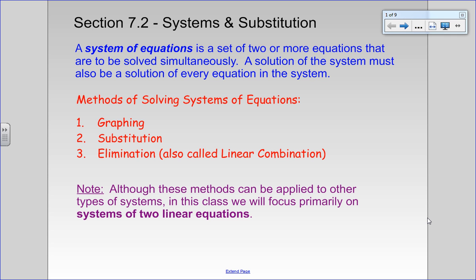Section 7.2 of your textbook covers the substitution method for solving systems of equations. Remember that a system of equations is a set of two or more equations that are to be solved simultaneously. A solution of the system must also be a solution of every equation in the system. We've already discussed the graphing method for solving systems. The substitution method is an algebraic process that does not require drawing a graph.